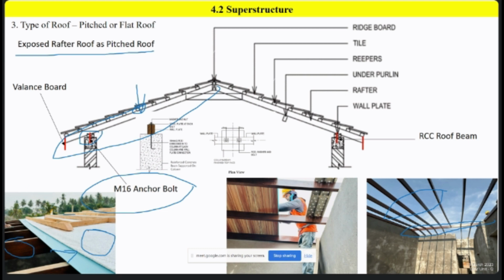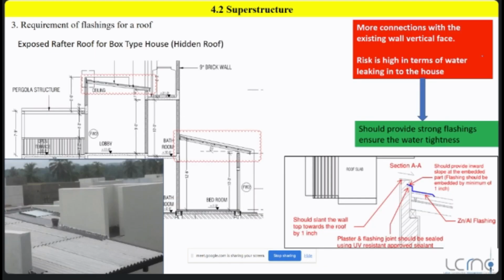These are the purlins. On top of the purlins, you can place the zinc alum roofing sheet. So that is all about exposed rafter roofing, and we can also call it a pitch roof.